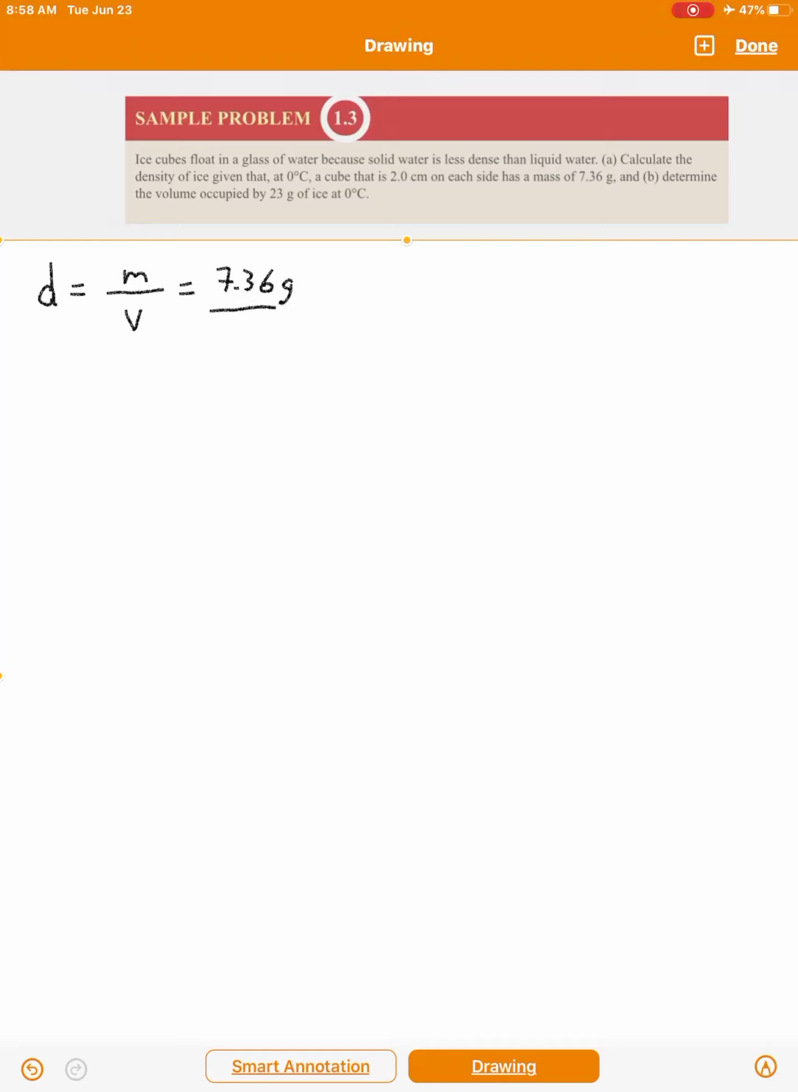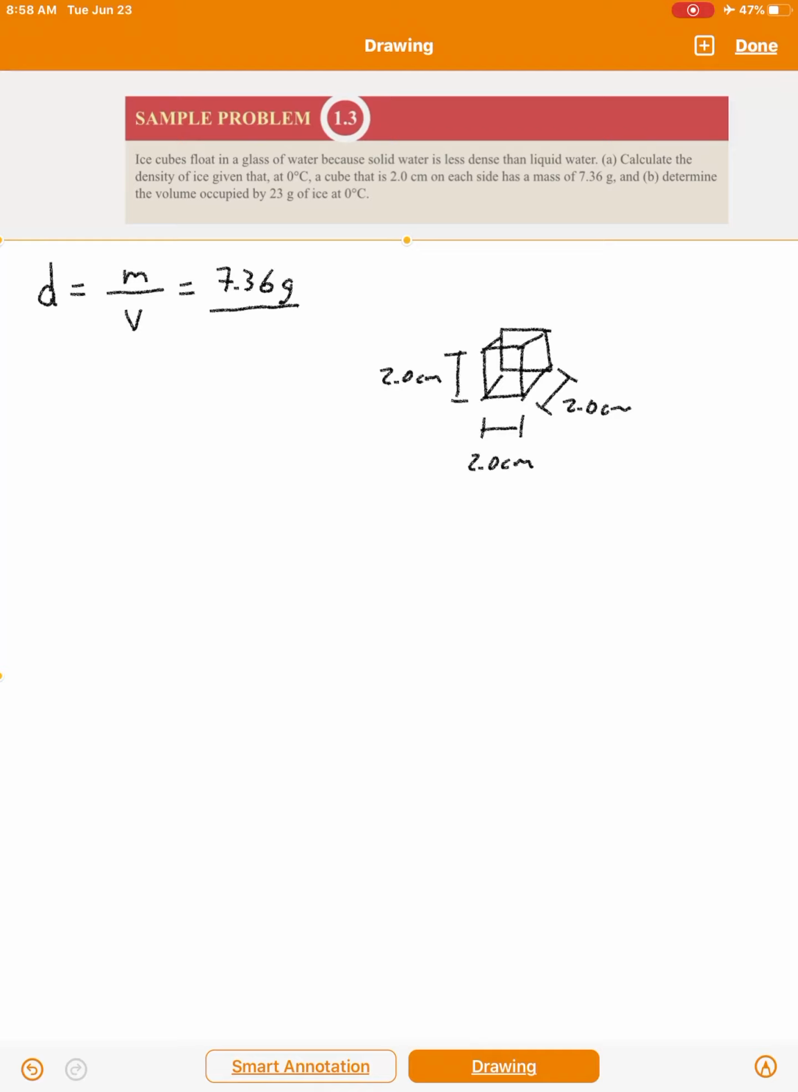But they don't tell us the volume, right? All they do is they tell us we have an ice cube. And they tell us the dimensions of that ice cube. So there's our little ice cube. But they do tell us that the length is 2 centimeters. And since it's a cube, the length, the height, and the width, or the depth, is going to be the same. It's all 2 centimeters, right?